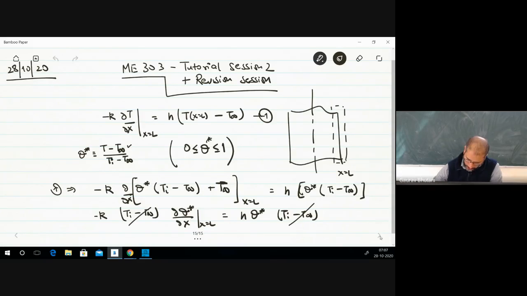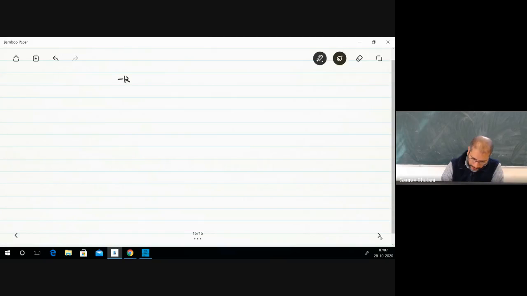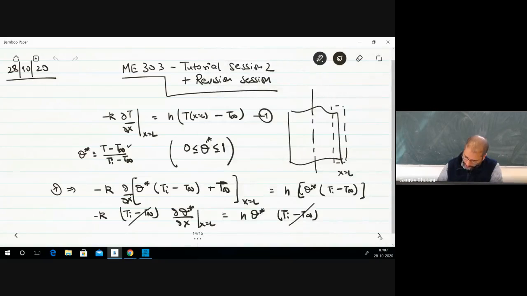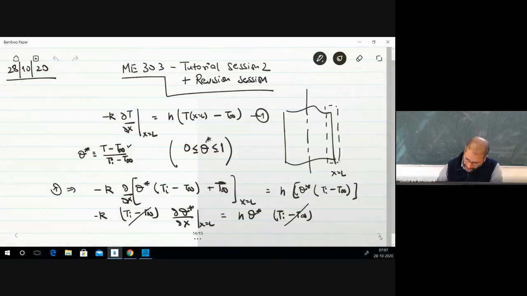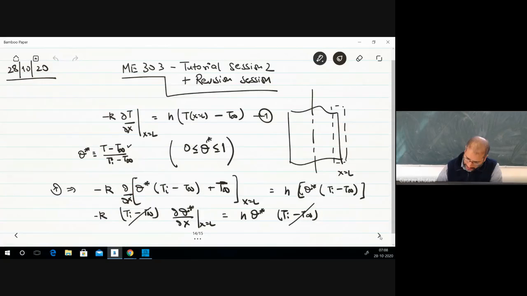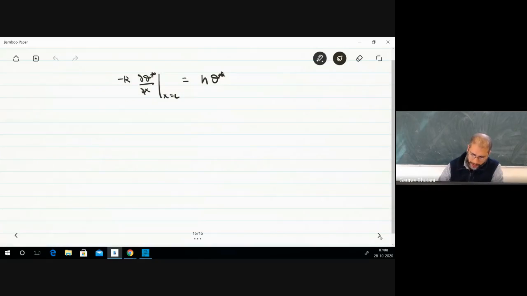Okay, so I have minus k del theta star by del x at x equal to L, and this is equal to h theta star. Remember this h theta star on the right hand side is at x equal to L, because equation number 1 had T at x equal to L. That means theta star was also at x equal to L.